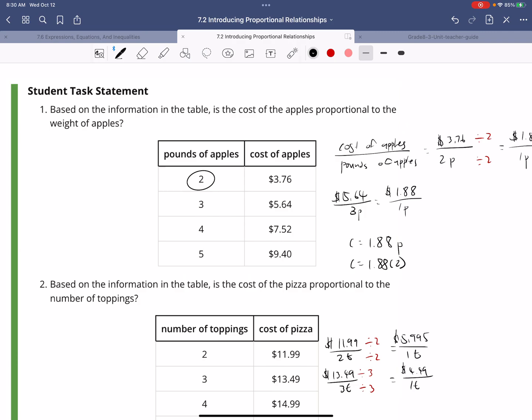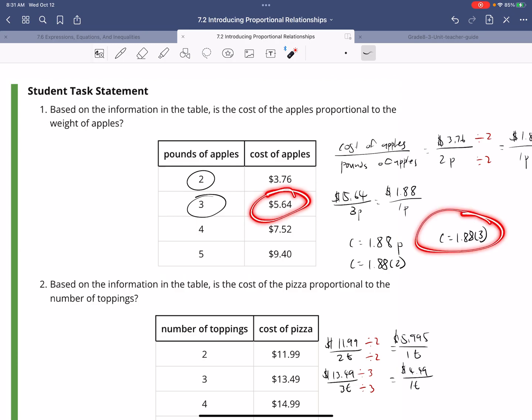That right there is going to equal 376. Put it into the calculator if you like. And then C is equal to 188 times 3. That's 3 pounds, and that's going to equal 564.